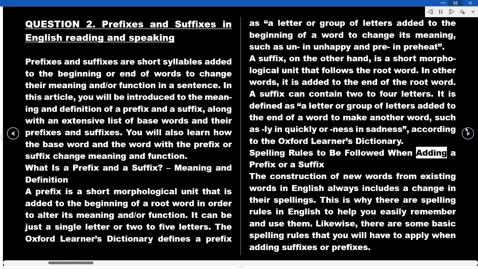Spelling rules to be followed when adding a prefix or a suffix. The construction of new words from existing words in English always includes a change in their spellings. This is why there are spelling rules in English to help you easily remember and use them. Likewise, there are some basic spelling rules that you will have to apply when adding suffixes or prefixes.